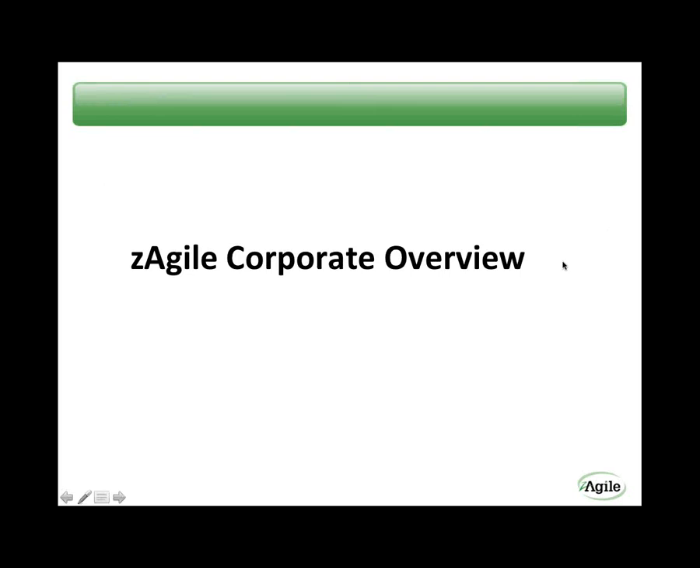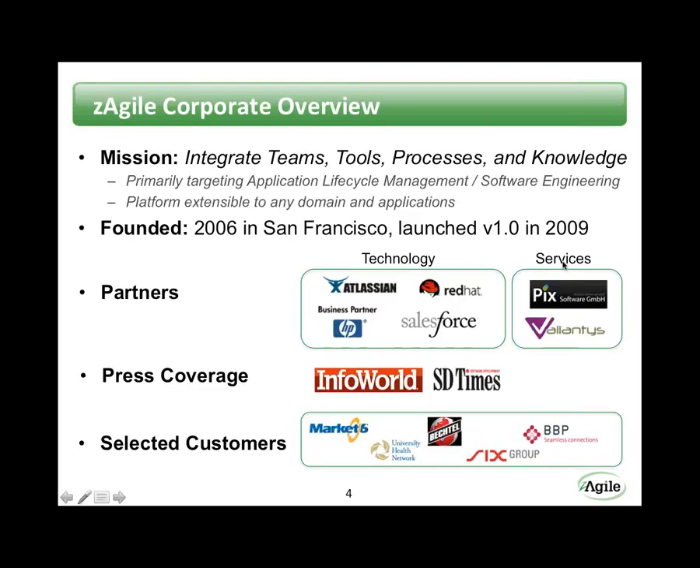So first up, the overview of zAgile. Our mission is to integrate teams, tools, processes, and knowledge. Now, the company set out to achieve this, first of all, for application lifecycle management software engineering tools. That means things like version control, continuous integration, issue and task management, testing tools like Selenium, and so forth.